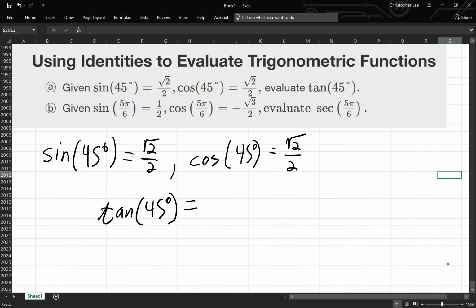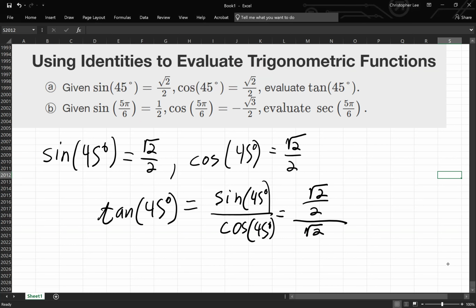But we already know that tan is equal to sine over cosine, right? So you already know what's going to happen. This is going to be sine of 45 degrees over cosine of 45 degrees. It's that simple. So this is radical 2 over 2 divided by radical 2 over 2. Now, somebody help me. Anytime I divide something by itself, what do I get? 1, right? That's the answer. I'm done. That's simple.